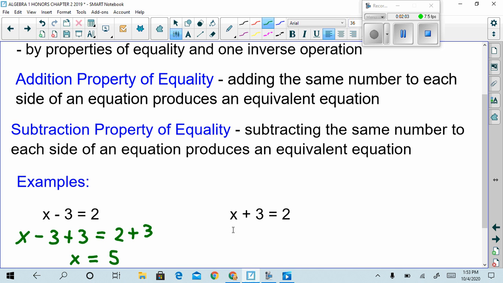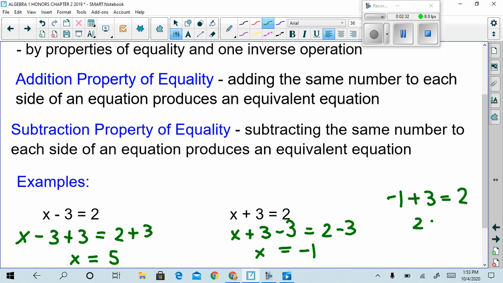On the second side here, second example, I have an addition. So I'm going to use the subtraction property of equality by subtracting the same number on both sides of the equation. This will result in 3 minus 3 is 0, and 2 minus 3, negative 1. Negative 1 plus 3. Does that equal 2? Yes, it does. It checks.